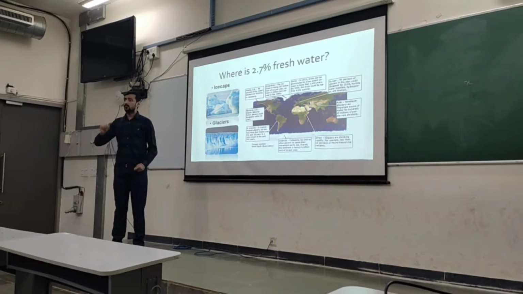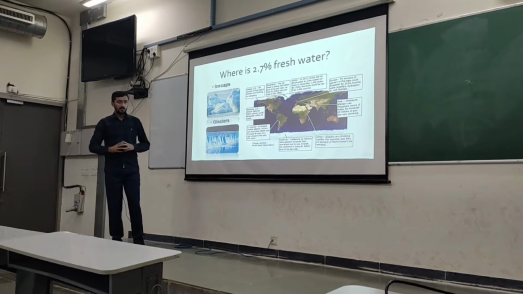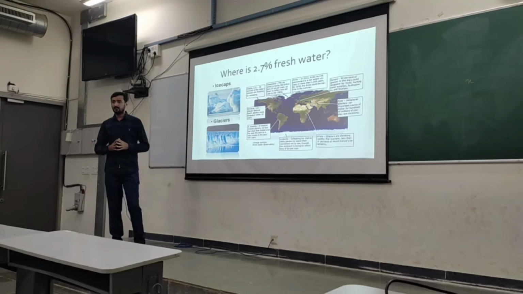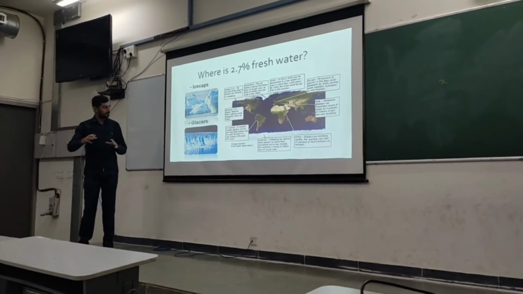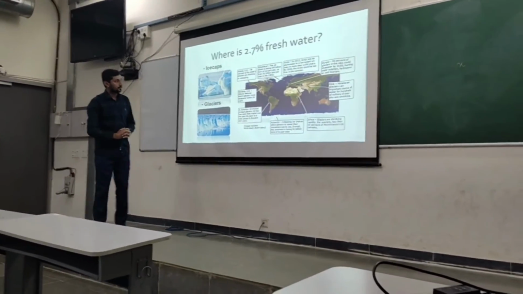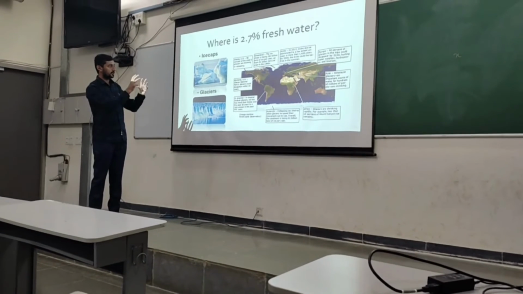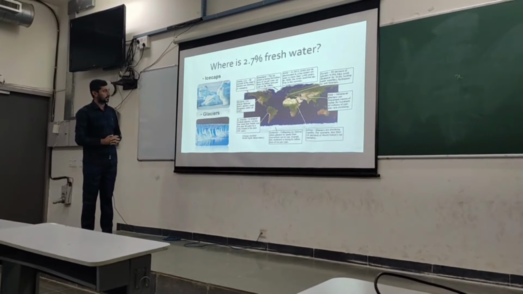In Asia, we only have 0.2% of glaciers. In North America, we have 0.5%, and we have a little bit in Africa as well. So this is the world map. You can see the places where the glaciers and ice caps are located.